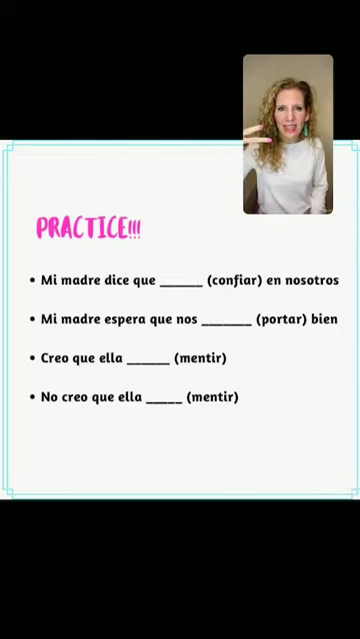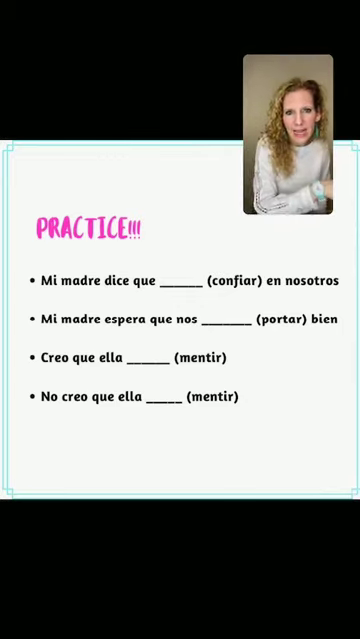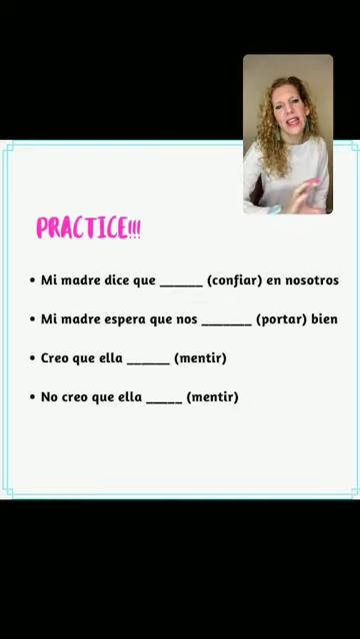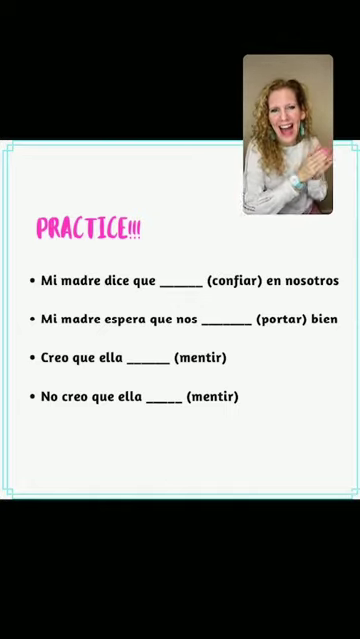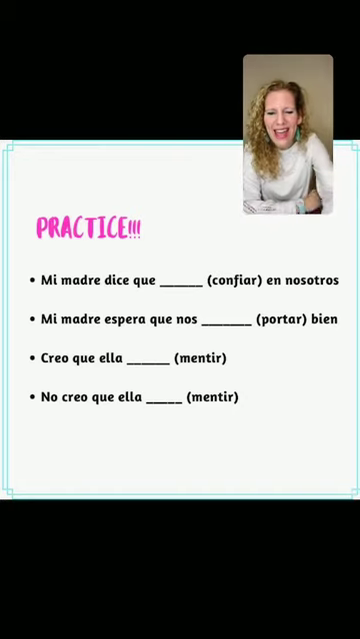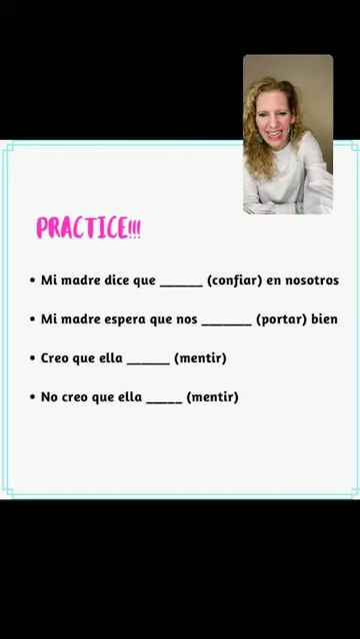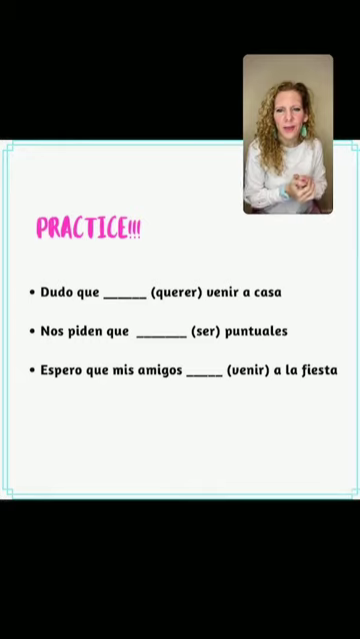Okay, check the last two. Creo que ella miente. I believe she's lying. Okay, indicativo. But if I make it negative, no creo que ella mienta. Okay? Yay, muy bien. Okay, so, next one.